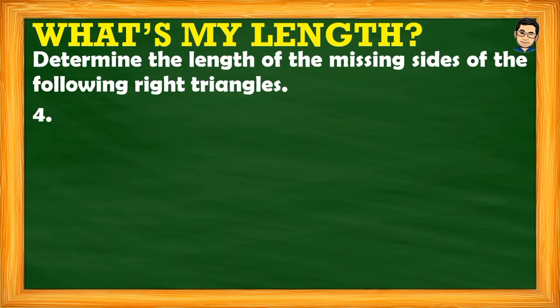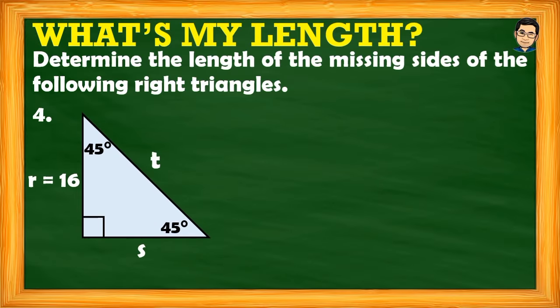Next, for number 4 naman, so dito naman, ang triangle natin is 45, 45, 90 degrees. Mas madali to kaysa dun sa kanina. Okay, kasi dito, 2 legs are equal. So, yung 2 legs natin dito, yung R tsaka S. So, paano makukuha yung S? So, S is equal to R, di ba? Therefore, if R is equal to 16, then S is also 16.